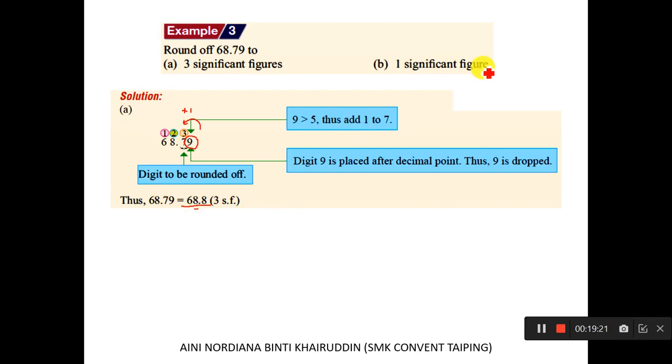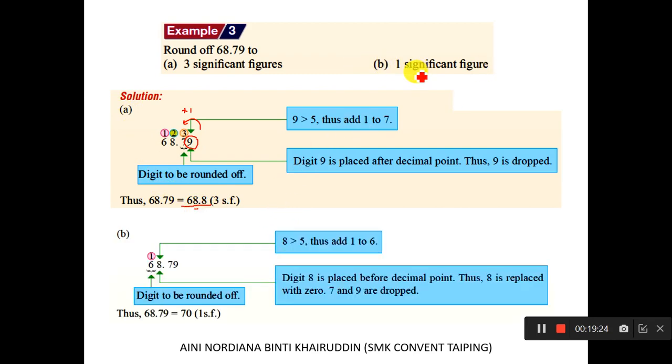Alright. Next, round off to 1 significant figure. So this is the first significant figure. Have a look at this digit. 8 is greater than 5, so you have to add 1 here. So it becomes 70. So this is 1 significant figure based on this situation.